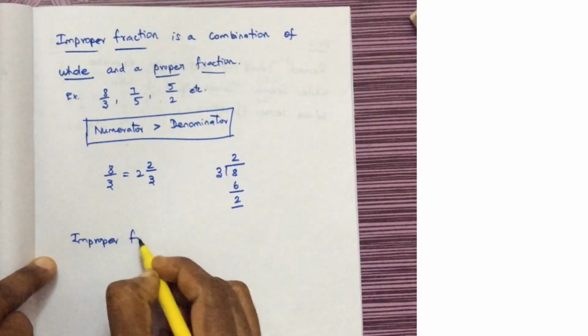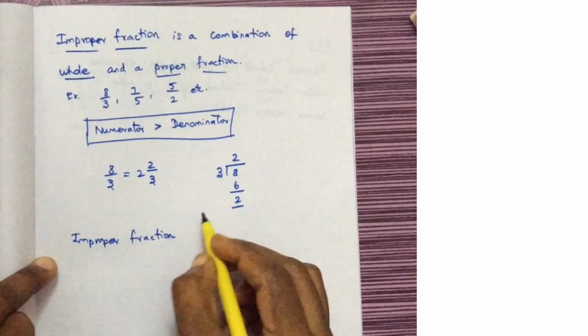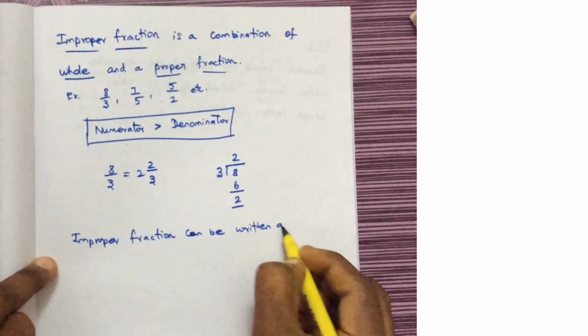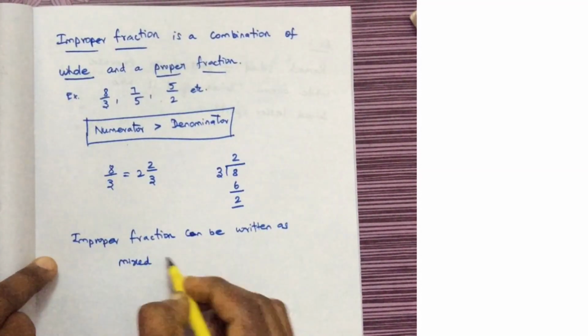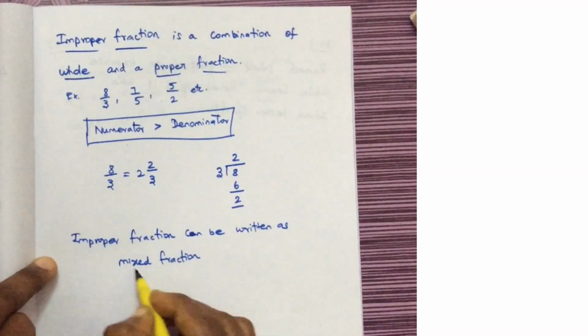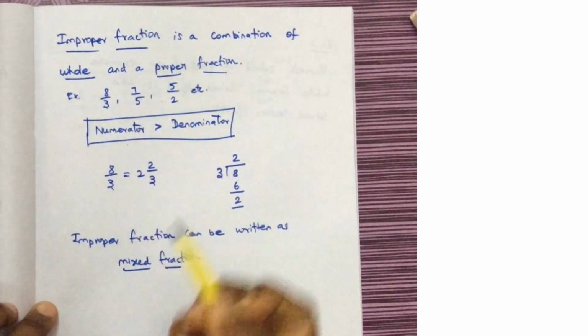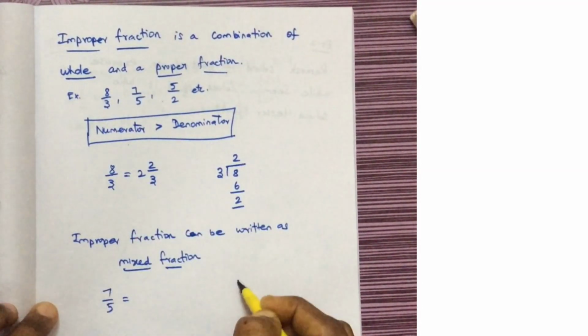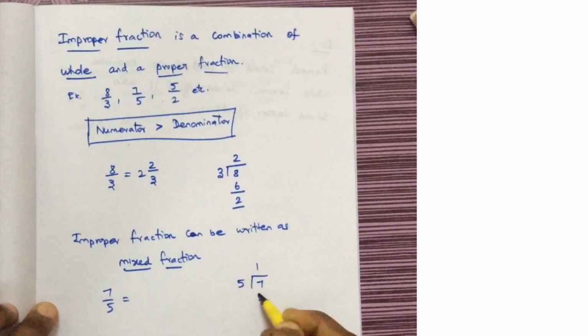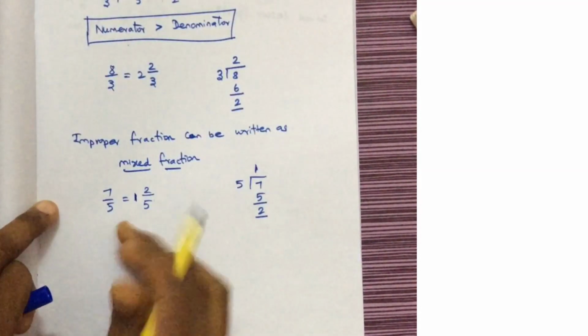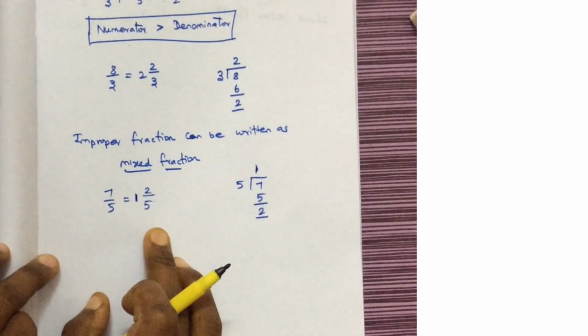So an improper fraction can be written as a mixed fraction. This is the improper fraction and this is the mixed fraction. Now it is 7 by 5. How will we write 7 by 5? 5 ones are 5, remainder is 2. This 1 represents the whole part, and this 2 will be here and 5 will be here. So an improper fraction can be represented as a mixed fraction also.